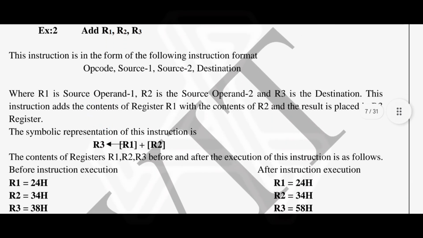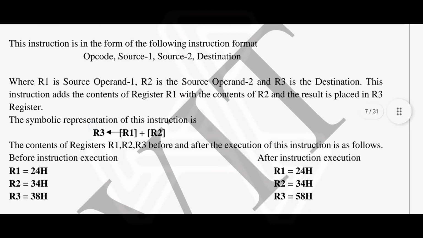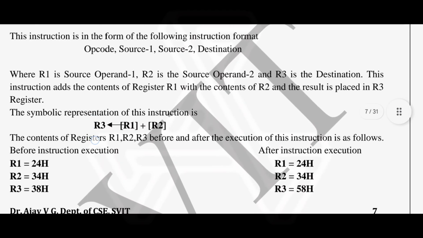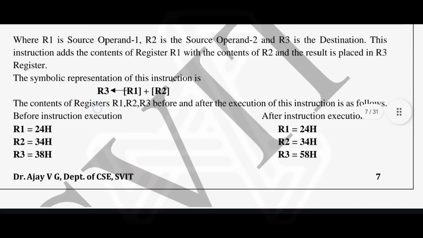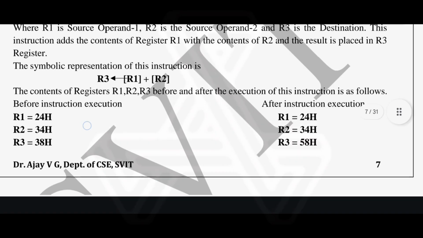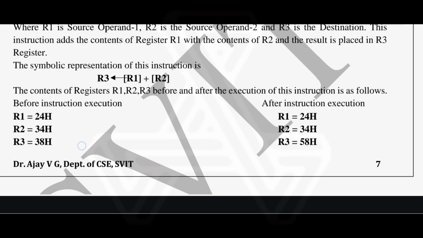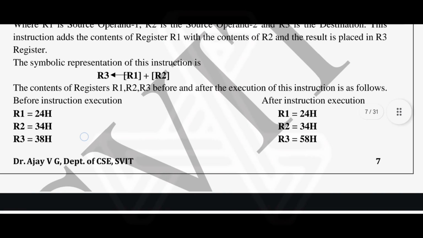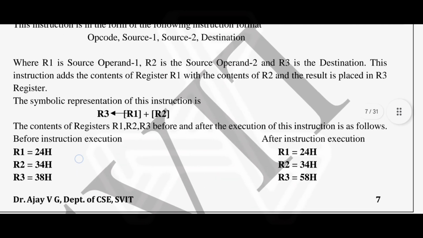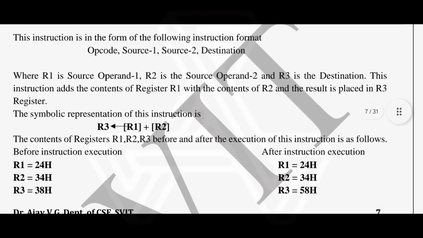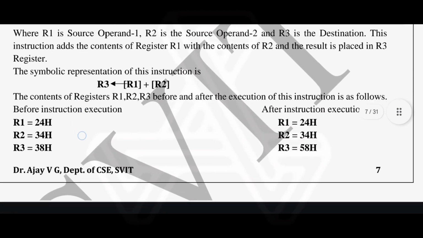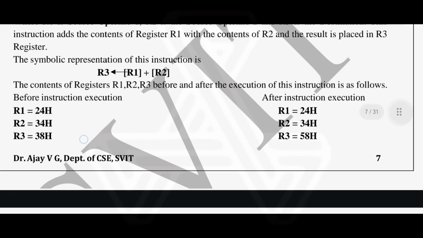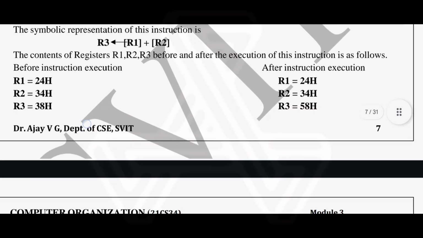Consider Add R1, R2, R3. This instruction is in the form of the following instruction format: opcode, source 1, source 2, destination, where R1 is source operand 1, R2 is source operand 2, and R3 is the destination. This instruction adds the contents of register R1 with the contents of register R2 and the result is placed in R3. The symbolic representation of this instruction is R3 = R1 + R2.